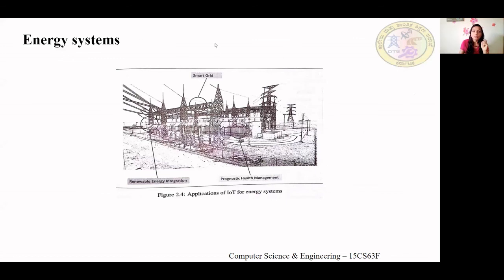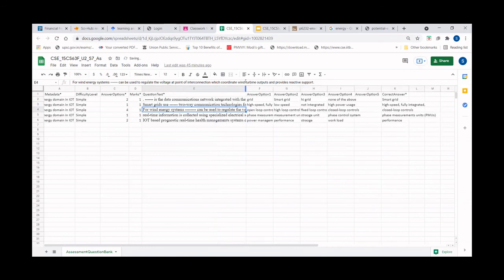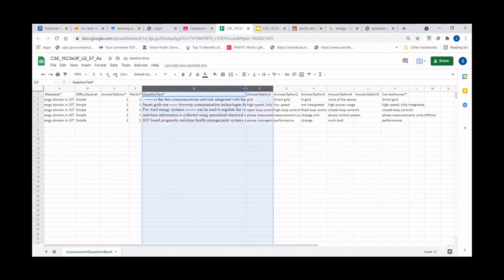So we will see some of the quiz questions. Some of the questions are there. Dash is the data communication network. What is the data communication network? It is your smart grid. Smart grid uses dash two-way communication. Which is the answer? That is a high-speed, fully integrated two-way communicating system. For wind energy, dash can be used to regulate the voltage.